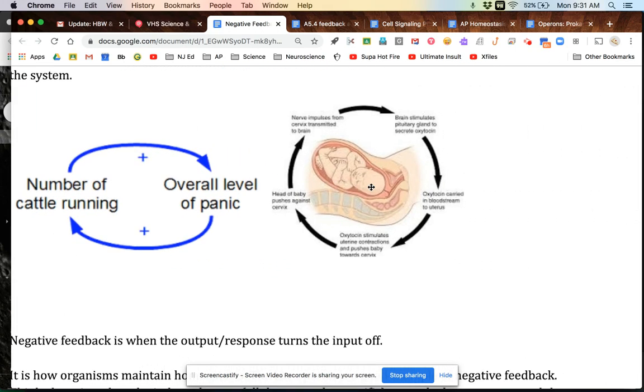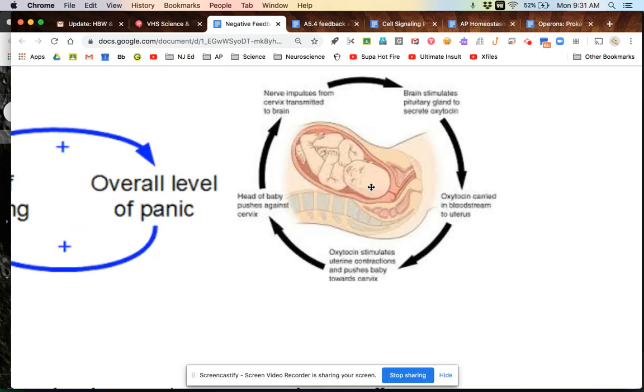Here's one classic example of positive feedback in humans: childbirth. So here's the fetus in the womb. As the head of the baby pushes against the cervix, the opening to the uterus, that causes a nerve impulse to be transmitted to the brain, which stimulates the production of oxytocin, a hormone that causes contractions. The uterine lining starts contracting. That contraction pushes the baby's head against the cervix more, which causes the signal to be sent to cause more contractions. So this is positive feedback.